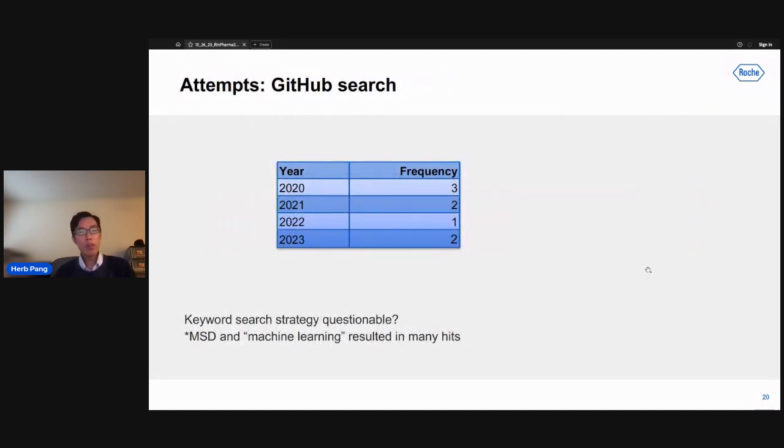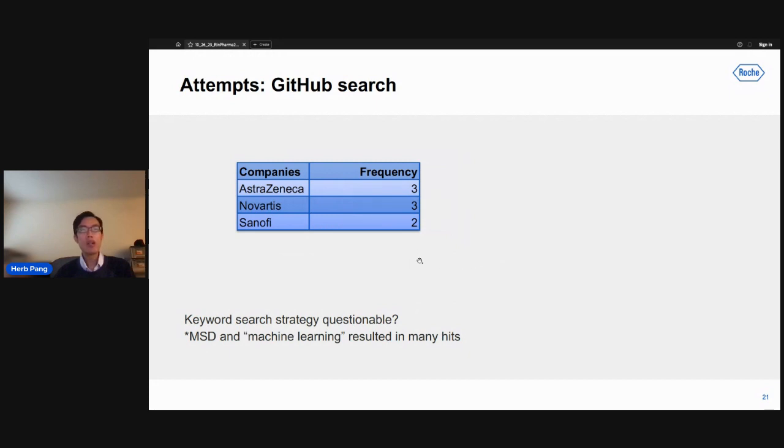I also tried doing something similar, and we were looking at other ways of doing the search with GitHub instead of PubMed. One interesting thing is that searching GitHub with keywords is not very easy, so the results that were found were very sparse. So I'm wondering whether there's some issue with the keyword search strategy. And of course, there are also instances where certain keywords, such as MSD, would result in too many hits to sort out.